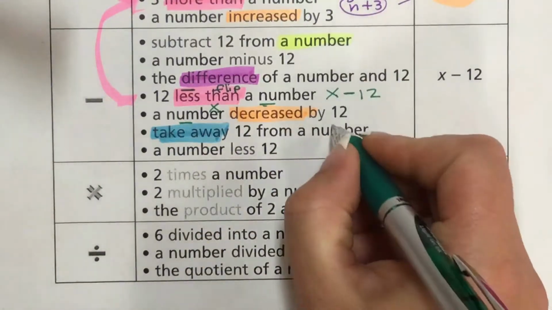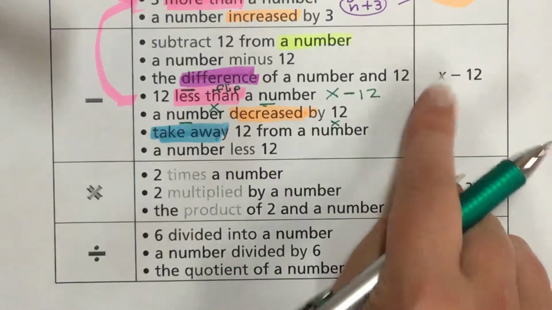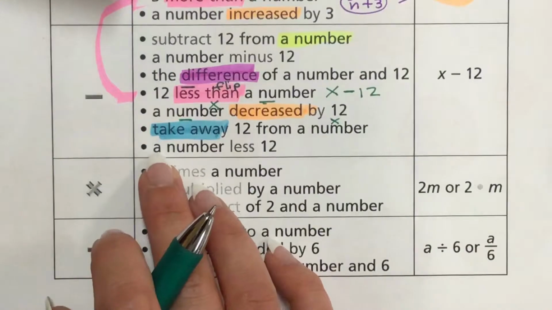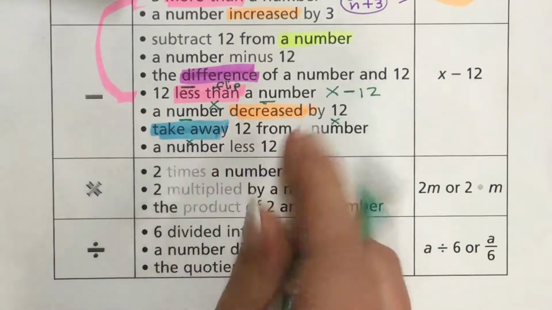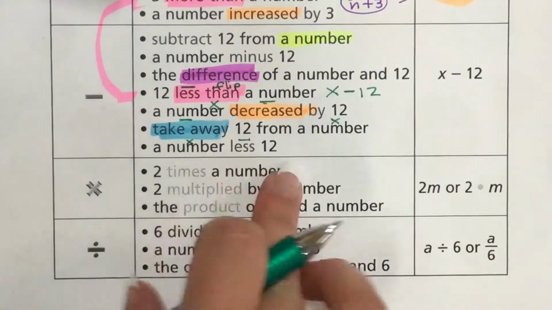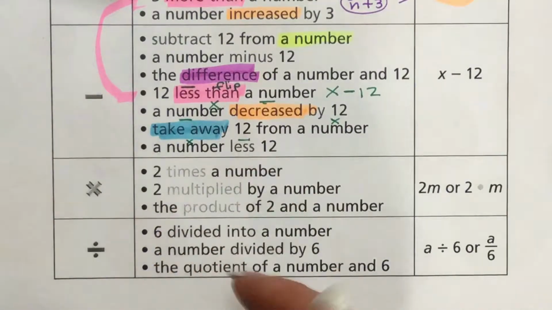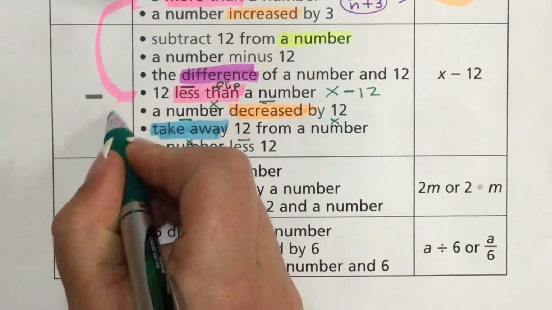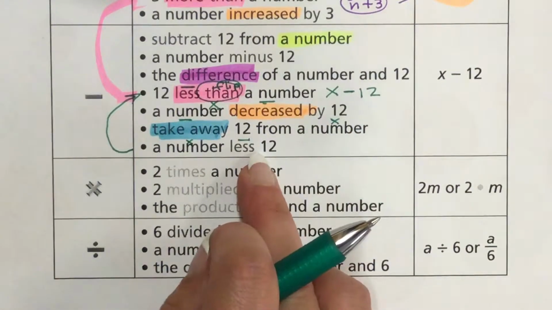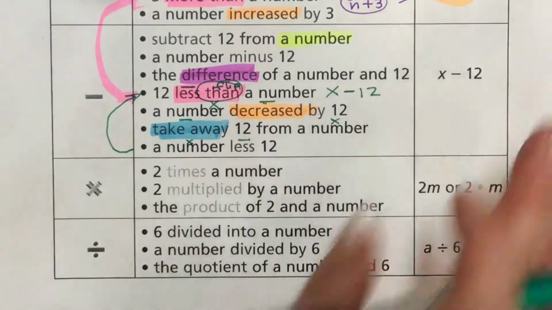From a number, which is our x. So here's our x, and we're taking away 12 from that number. And lastly, we have a number, which is our x, less, which is subtraction, 12. So this one's just pretty straightforward. A number less 12. And the difference between this one and this one right here is just the word than. This doesn't have the word than, so you do not flip it. You just do it straightforward. A number minus 12, x minus 12.